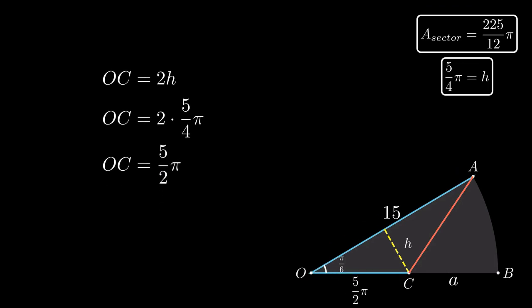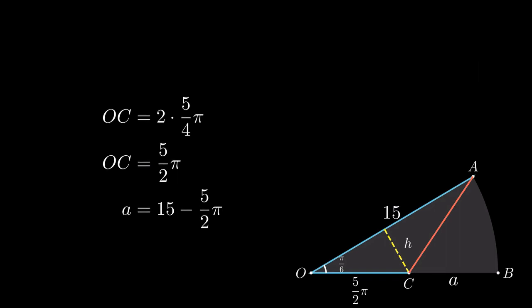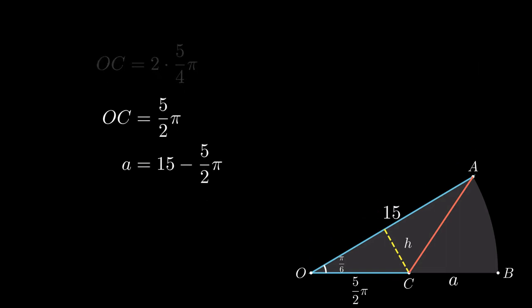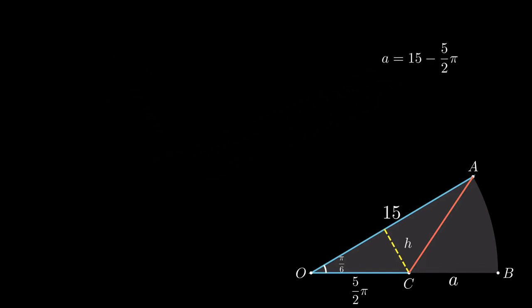That means we can find a, because OC plus a is the radius, so it's 15. And so a is just 15 minus OC. All right, that's part A. Let's stash that away, something we found.